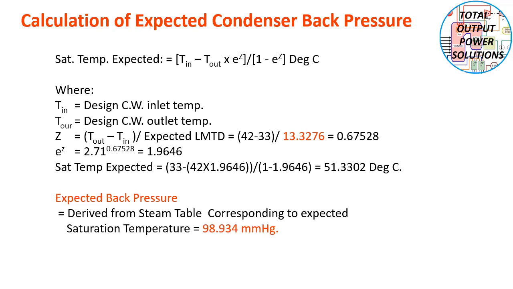So the saturation temperature expected, you can see, would have been 51.3302 degrees centigrade. So the expected back pressure, derived from the steam table corresponding to this saturation temperature, comes out to be 98.934 mm of Hg absolute.